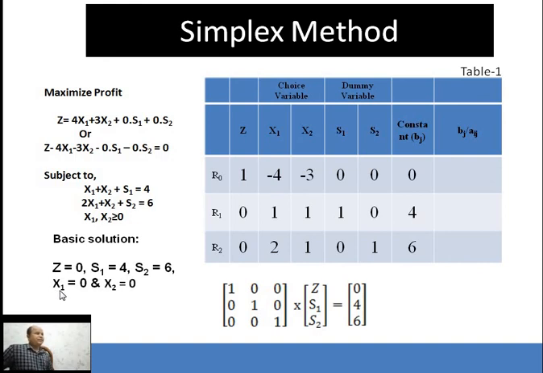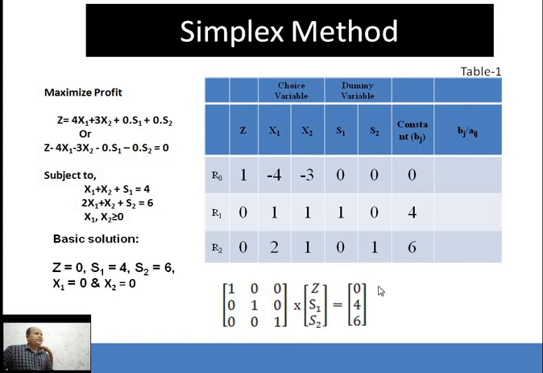There is no x1 and x2 in this matrix, so that's why x1 is 0 and x2 is 0. So this is the basic solution. Why is it a basic solution? Here we have added 2 dummies, s1 and s2, with the value 4 for s1 and 6 for s2, but z has no value, that is, z has only 0.